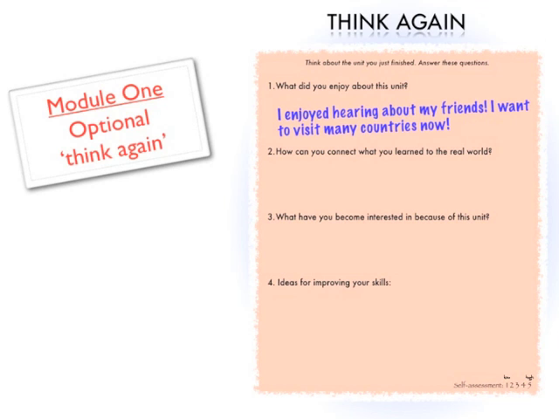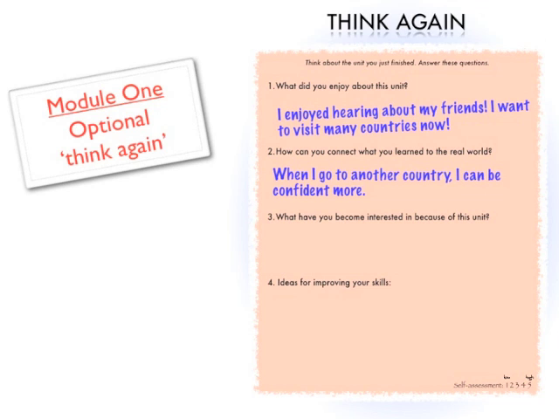Now, let's see what the answers were. What did you enjoy about this unit? I enjoyed hearing about my friends. I want to visit many countries now. Great, great. Number 2, how can you connect what you learn to the real world? When I go to another country, I can be confident more. Okay, now, again, this is an authentic response. I haven't changed anything. When I go to another country, I can be confident more. Okay, that's great.